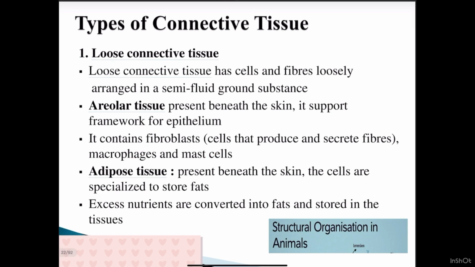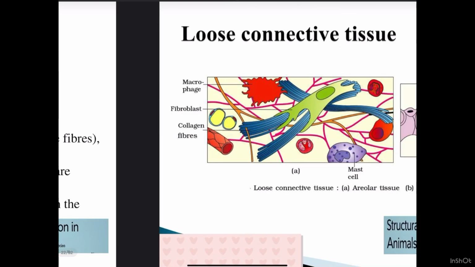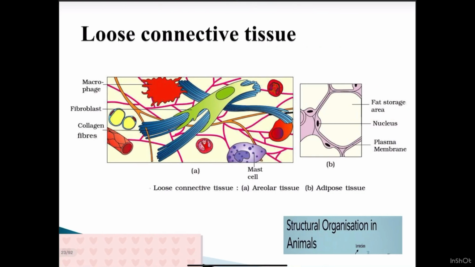Adipose tissue. This is a specialized tissue for the storage of fat. Present beneath the skin, its cells are specialized to store fat. Excess nutrients are converted into fat and stored in this tissue. The cells of adipose tissue are called adipocytes. You can see adipose tissue here. This is the fat storage, these are called adipocytes, and this is the nucleus.